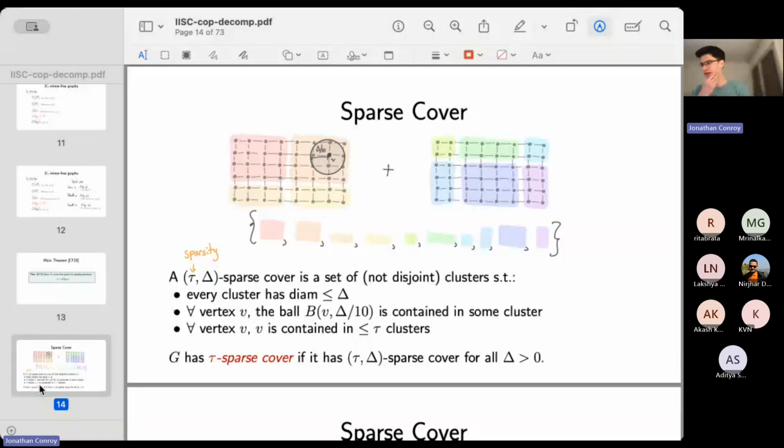Right. So maybe to that point, there's this easy relationship between sparse cover and padded decomposition, where if you have a padded decomposition, you can always sample this padded decomposition a bunch of times, log n times specifically, to get a sparse cover with sparsity, let's say, log n. So each time you sample from the padded decomposition, you preserve a ball of radius delta divided by 10 with some constant probability. After log n times that you sample, you'll with high probability have some cluster for all of these balls.